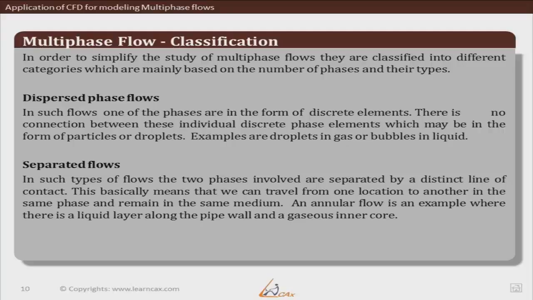Then the next type is separated flows. In such flows, the two phases involved are separated by a distinct line of contact. For understanding, we can say that we can travel from one location to another in the same phase and still remain in the same phase. There is distinct separation between the two phases. So an annular flow is an example where there is a liquid layer along the pipe wall and a gaseous inner core. This forms an example of separated flows, or we can also say that they are basically free surface flows, wherever there is a free surface between two different phases.